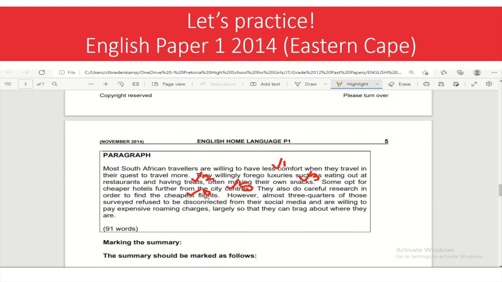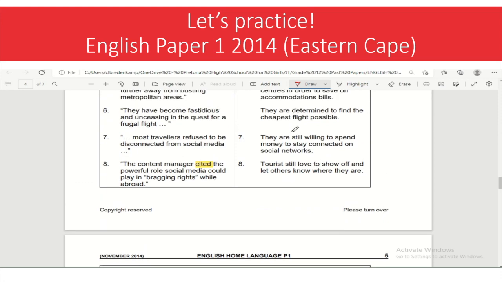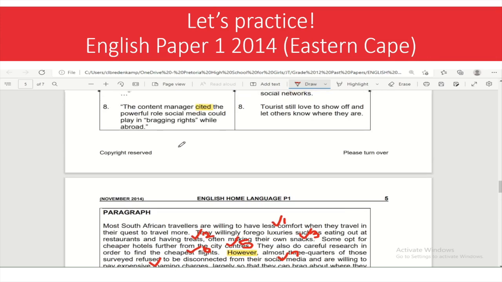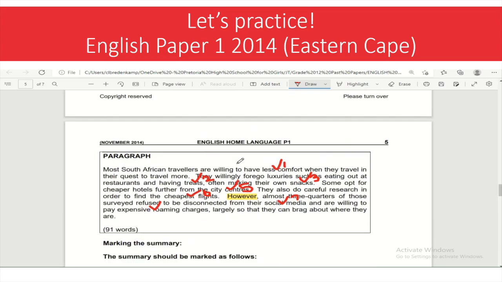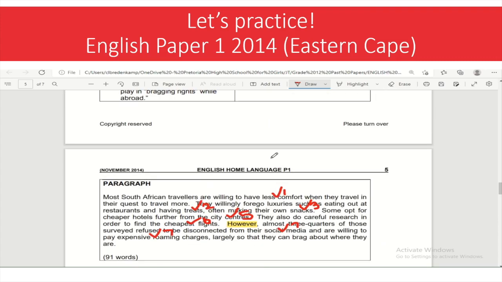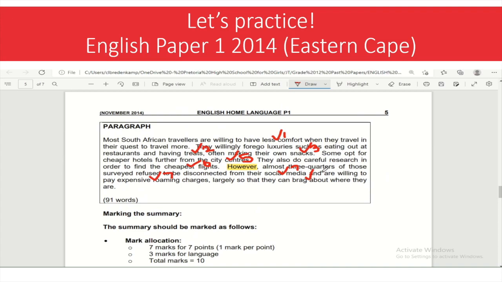However, now I do want to highlight this word because this could be used as a nice linking phrase or linking word to change up your paragraph. Then, almost 3/4 of all those surveyed refuse to be disconnected from their social media. This is one of the points, so let's have a look at what it is. They are willing to spend money to stay connected to their social media. So that is point 7. And they are willing to pay expensive roaming charges. This also forms part of point 7, largely so that they can brag about where they are. And this is point 8.